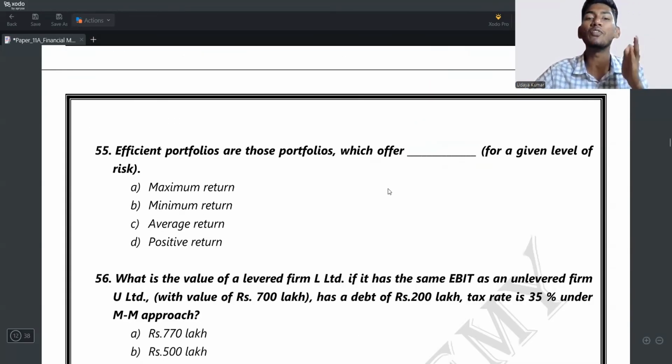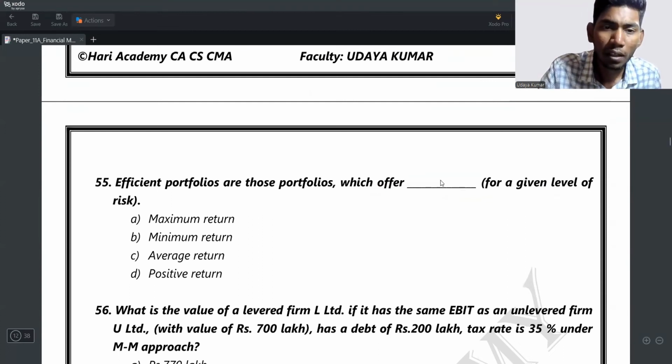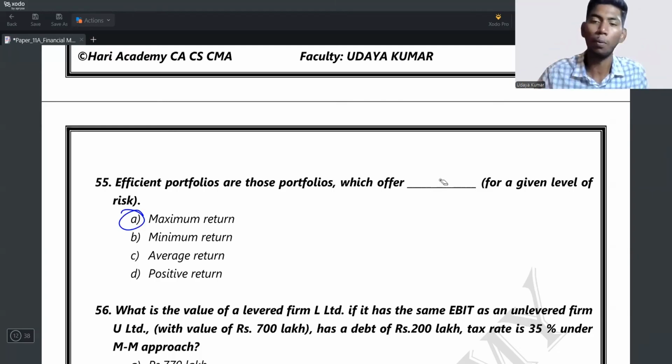Moving to question number 55. Efficient portfolios are those portfolios which offer dash, and in brackets it is given, for a given level of risk. Efficient portfolios are those which offer what? Ultimately, efficient portfolios are those which offer maximum return, because they are part of the efficient frontier, where they maximize expected return for a specified level of risk. Alternatively, you could say they minimize risk for a given expected return. This concept is fundamental in modern portfolio theory.